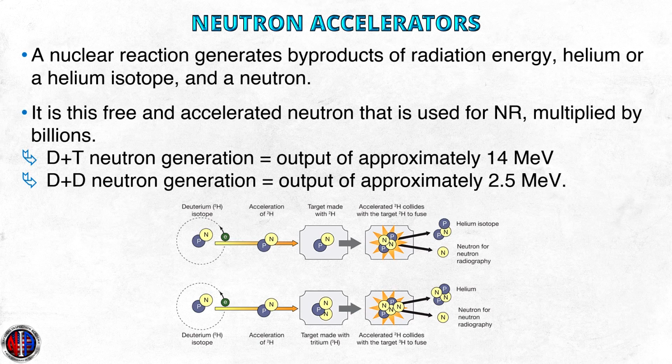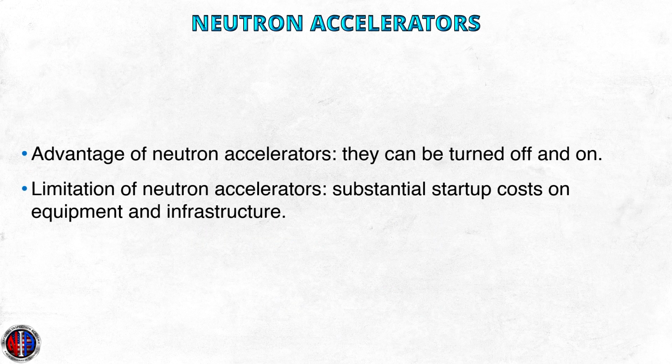Of course, more than one neutron is required for neutron radiography. A single nuclear reaction must be multiplied by billions to generate enough neutrons for industrial radiography applications. The deuterium plus tritium neutron generation produces an output of approximately 14 mega-electron-volts, and the deuterium plus deuterium neutron generation produces approximately 2.5 mega-electron-volts. The advantage of neutron accelerators is the fact that they can be turned off and on, but generally require substantial startup costs on equipment and infrastructure.